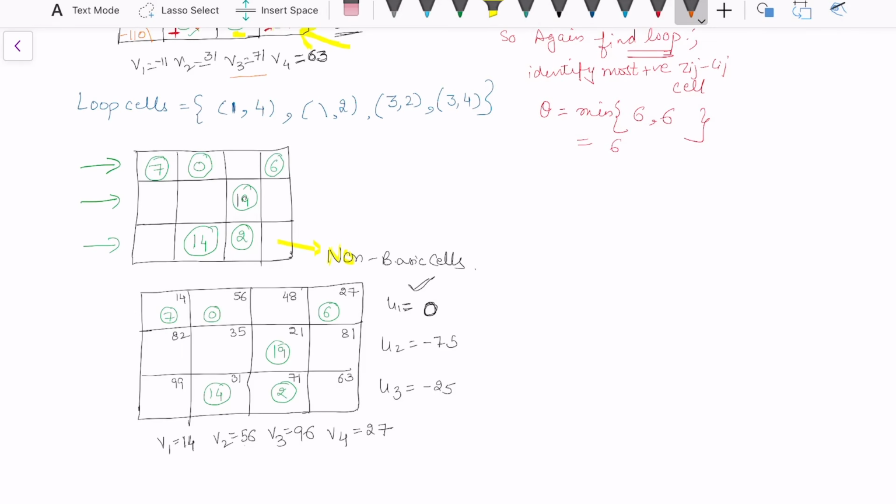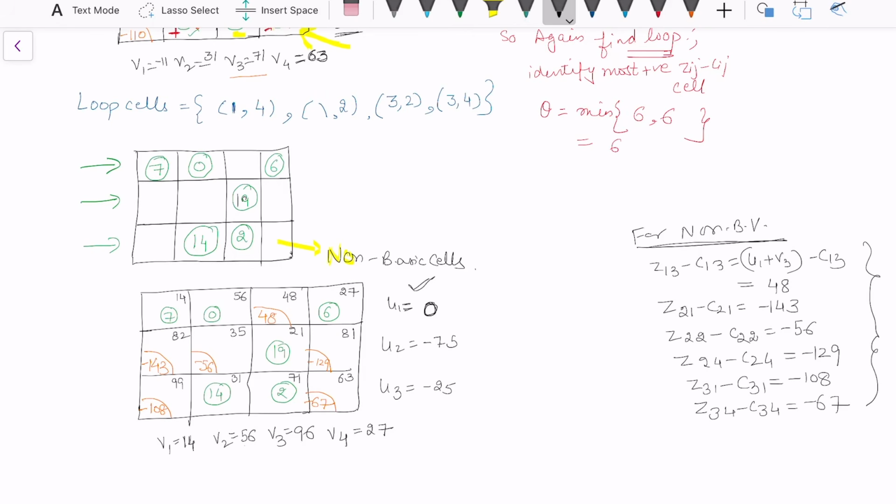So we calculate now the non-basic cells' net evaluation, which I am doing here. These quantities come out to be 96 minus 48, which is still positive. At this cell it is minus 143. At this cell this is minus 56. This quantity is minus 129. This quantity is minus 108. Here this is minus 67. So you may calculate either in the table or you can write the calculations separately if you don't want to write in the table. Otherwise we can write the calculations in the table itself.